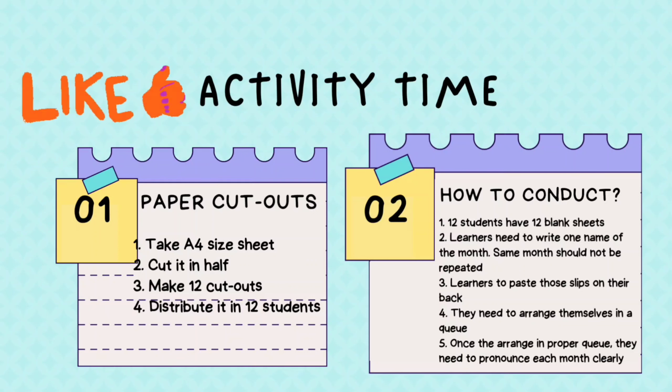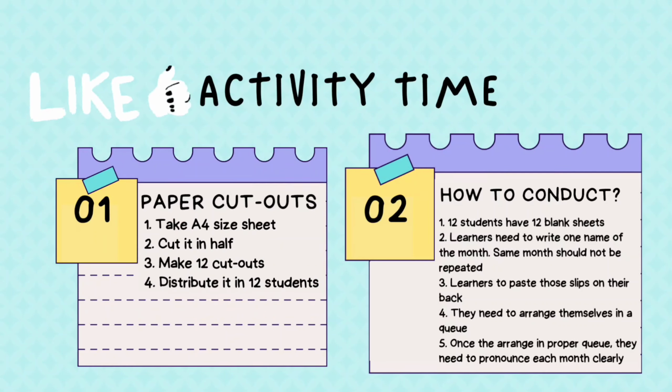Now how to conduct this activity? So 12 students will have 12 blank sheets, and on those sheets they are going to write the names of the months one by one. On one sheet they'll write January, on another sheet they'll write February, and so on. The name of the month should not be repeated, so you assign the name of the month to a student and then do it. Then learners paste those slips on their backs.